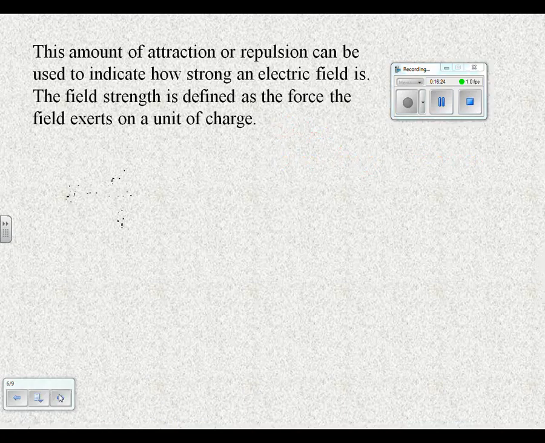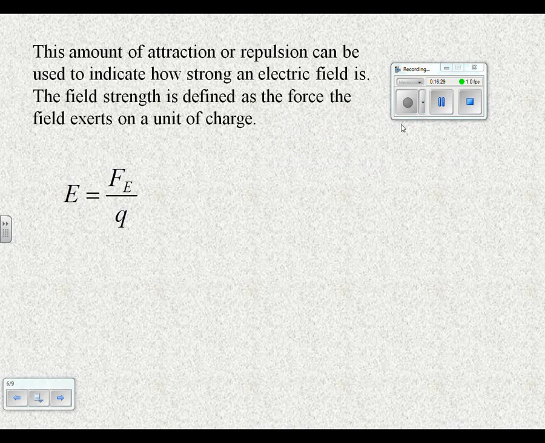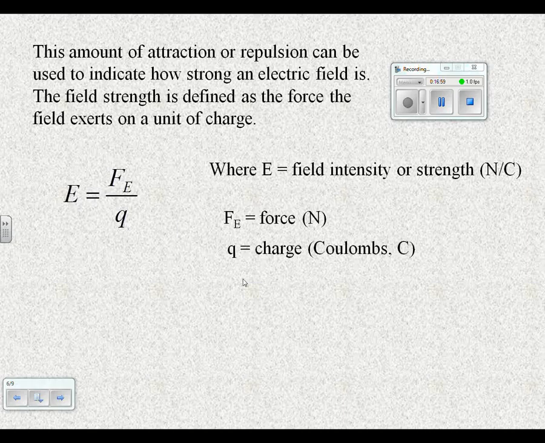Because I forget, yeah. Okay, so the formula we're going to use is pretty straightforward. It's one of those magic triangle formulas. E equals F over Q. The electric field strength is the force per unit of charge, F over Q. E equals F over Q, where E is the field intensity or strength, measured in newtons per coulomb. F is the force measured in newtons, and Q is the charge in coulombs.